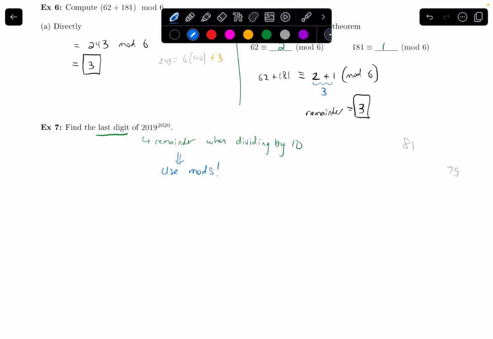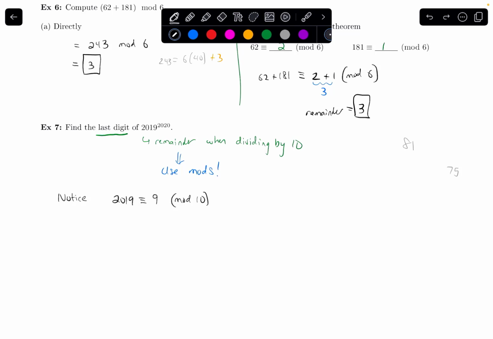Before I get into the power, let's focus on this number 2019. Ultimately I need to know a certain remainder when divided by 10. So what is this congruent to mod 10? What does it have the same remainder as in mod 10, but maybe a simpler number? Well, it's got the same remainder as 9. I can see that because that's the last digit.